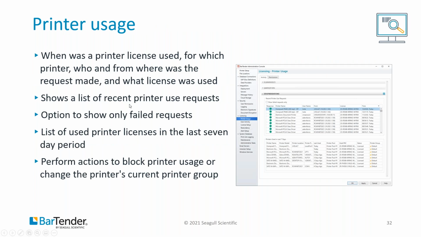So here we can see a screenshot of the administration console in the licensing section, and in particular, the printer usage item is selected. From there, we can see the recently used printers. We can tick a checkbox if we want to quickly see any failed print requests that have been made. And beneath that, we can see a list of printers used in the last 7 days, the most recently used printers in the last 7 days.